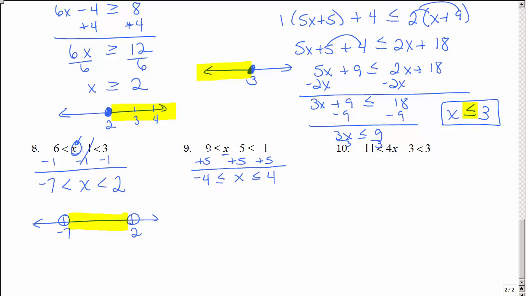Right, I'm just checking my work. Negative 9 plus 5 is negative 4. Negative 1 plus 5 is positive 4. Alright, so x is between negative 4 and positive 4. It had those equal to parts, so I fill that in, and x is sitting between there. So any of those numbers would make that a true statement. Okay, number 11.